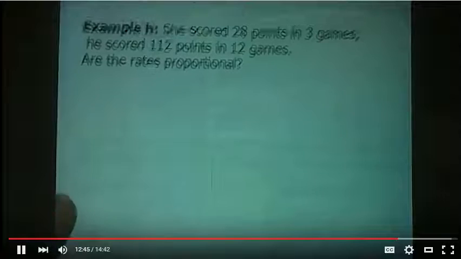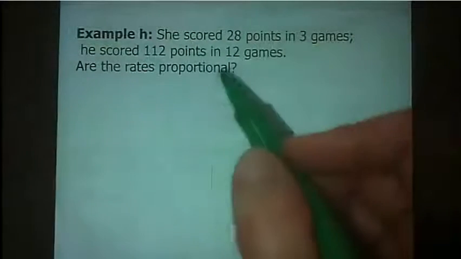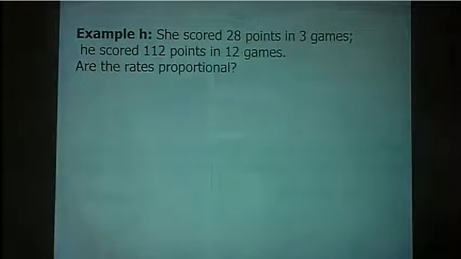All right, our final example, example H for hooray, we're almost done. Jack and Jill are in a little argument. She is saying that she scores more points than him, that she has a faster rate of scoring points. And Jack is saying, it's me, I am better. So let's see who the winner is. She scored 28 points in 3 games. That is a rate. It's 28 points per 3 games.